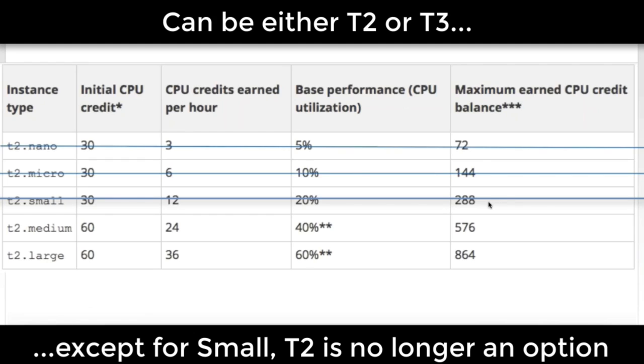They roll over and pool up to a maximum of this number over here. Since we're talking about T2 small, it's 288 credits. In plain English, that's 6 hours of a CPU running 100%. Once again, with FileMaker, we never run 100%, but that's what that is. Over the course of 6 hours, if you didn't earn any more, you would run out at 288. But the thing is, every hour you're getting 12 new ones.